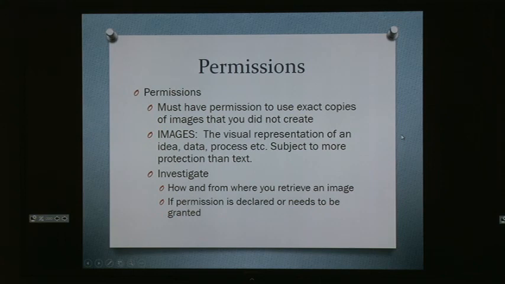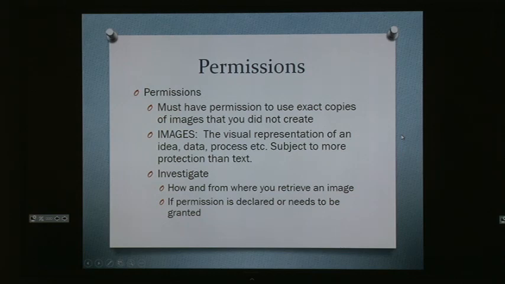There's actually something going on in the U.S. Copyright Office right now that artists and photographers are asking for more and more protection because everybody's just grabbing their work. So you can't just go out there and grab stuff and use it. Investigate where it's coming from.